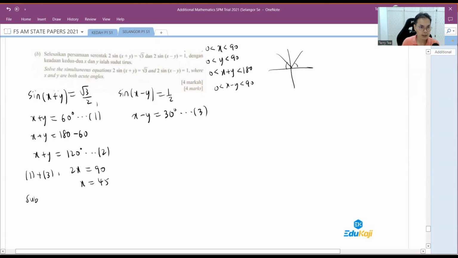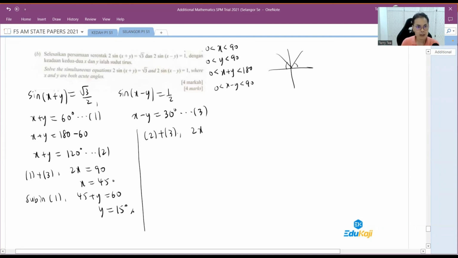So when you sub inside equation 1, if your x is 45, your y will be what? Your y will be 60 minus 45, y is 15. Okay, then we have to solve equation 2 and 3. Again, I plus together. X plus x is 2x. Y plus negative y is 0.